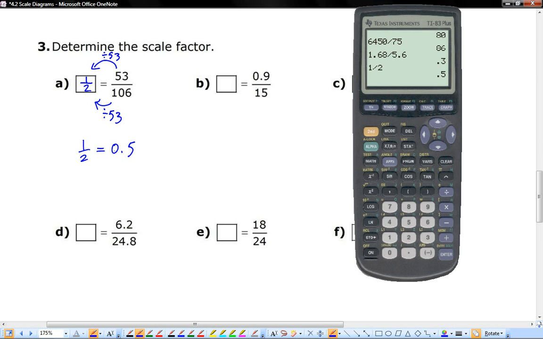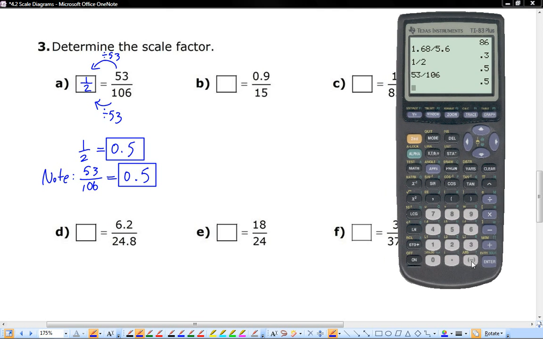But also note that if you were to do 53 divided by 106, you also get the same result of 0.5, and both of these are the same, and this is your scale factor. So whether you change this into the form 1 over something, or you simply take the numerator and divide by the denominator, it doesn't matter, it's still the same thing. You're still going to get the same scale factor. So that's what we're going to do for the rest of these examples.